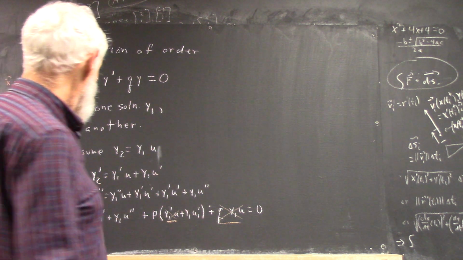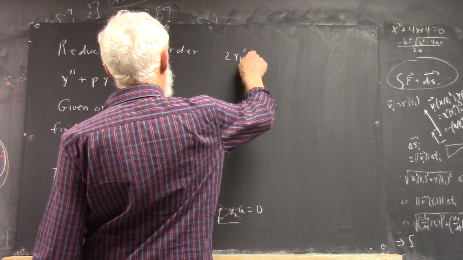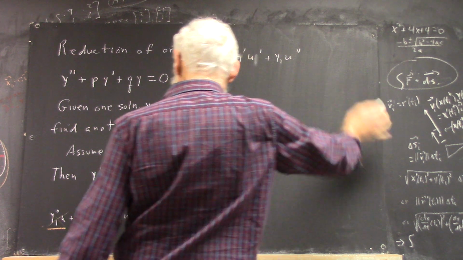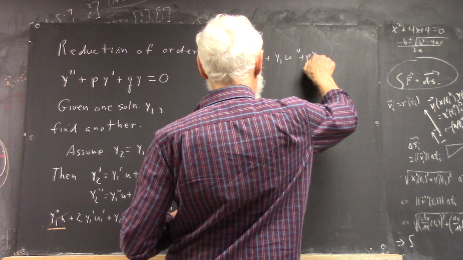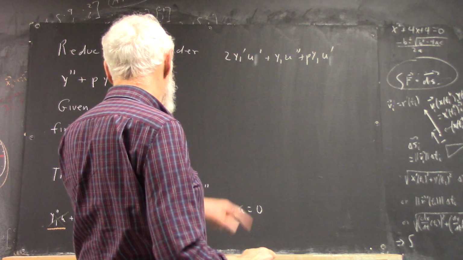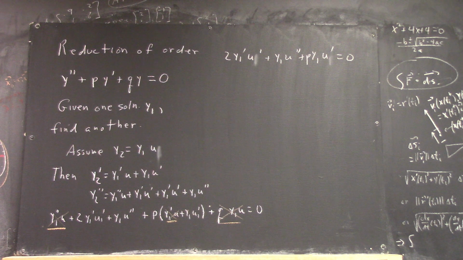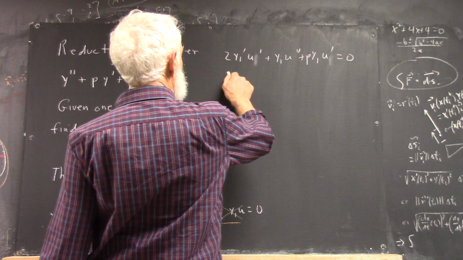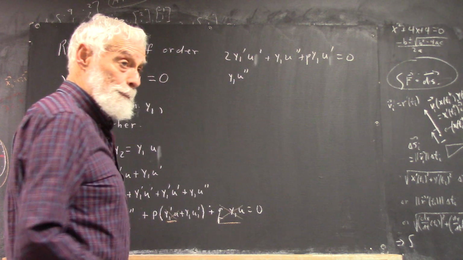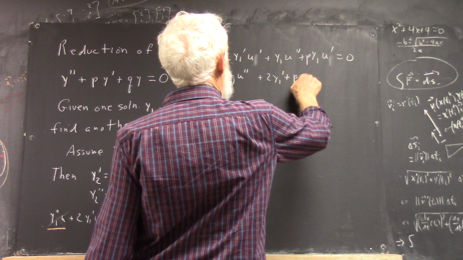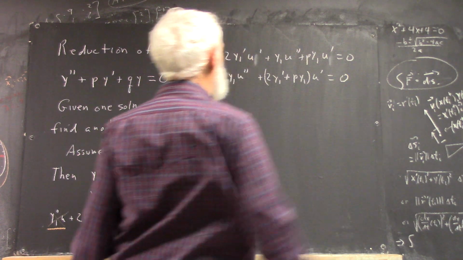Okay, so we end up with what? We end up with 2 y1 prime u prime plus y1 u double prime, and p y1 u prime, and that's it. Okay? Now, why is this progress? Well, first, the obvious thing is we can write it in terms of the derivatives of u, right? So we'll do the first derivative of u. Then we've got y1 u double prime plus 2 y1 prime plus p y1 times u prime equals 0, right?